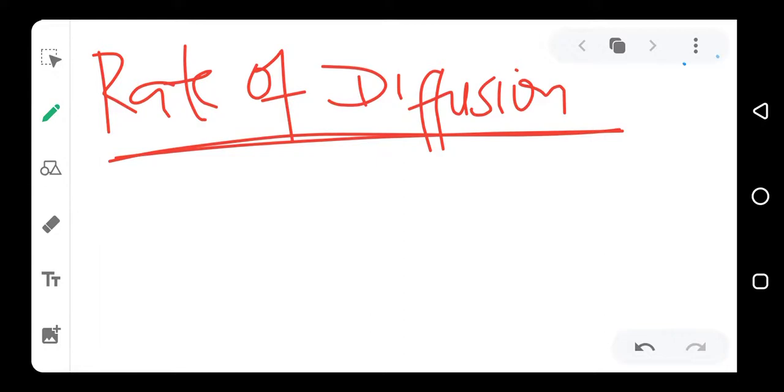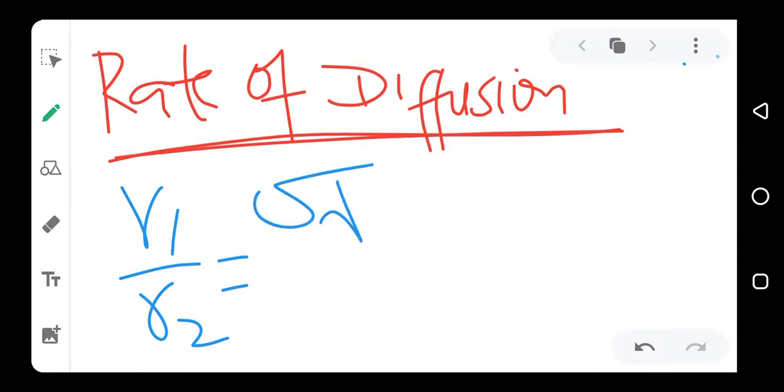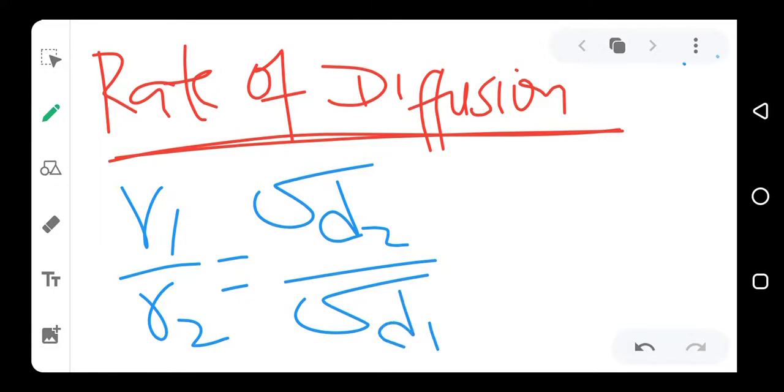The first formula that we're going to talk about is R1 over R2 is equal to root D2 over root D1. This formula is used when we are given the rate of diffusion of the gases and the density of the gases. In most cases, we'll be given three of these parameters and then we are asked to look for the fourth parameter.